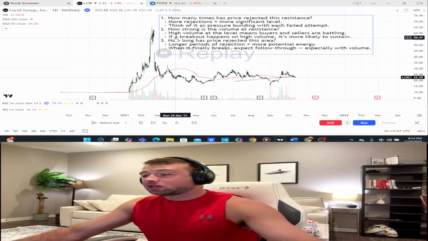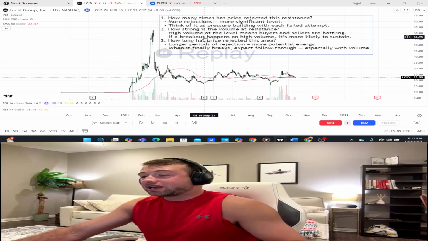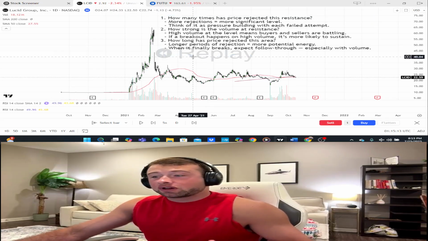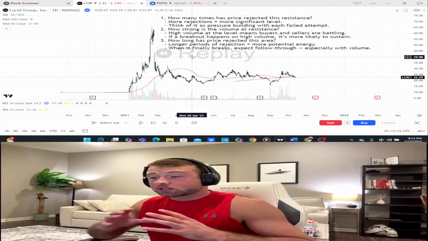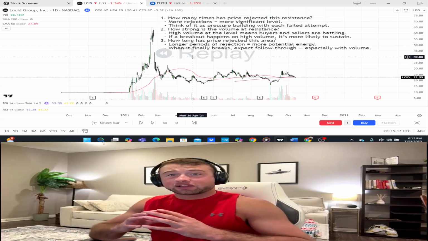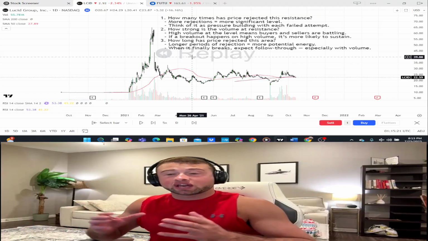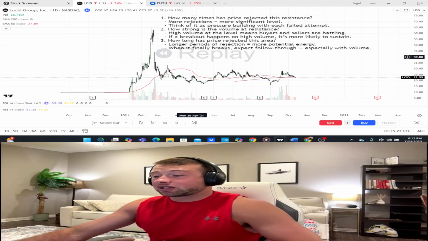The next thing we need to look at is how strong is the volume at these levels of resistance. The higher the volume, the more stocks, the more buying and selling is going on at this price level. The more times the stock is changing hands. And we like to see that at our key level.